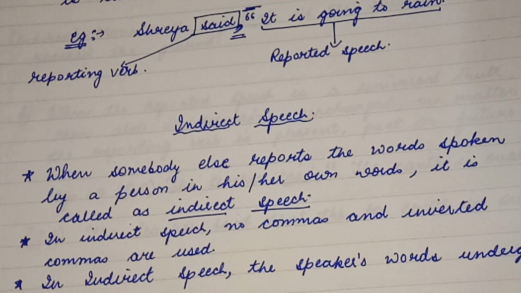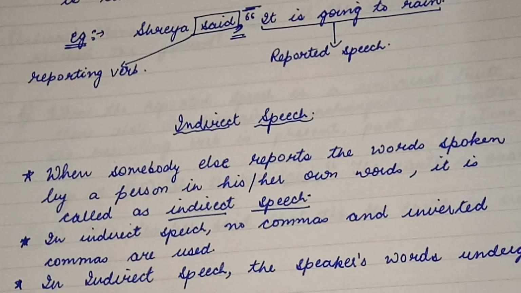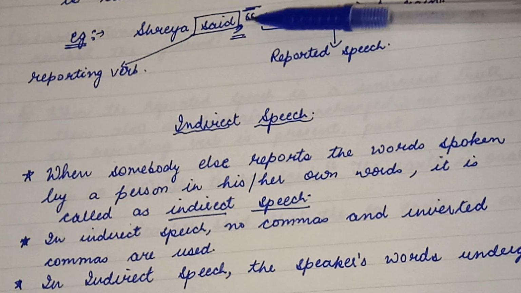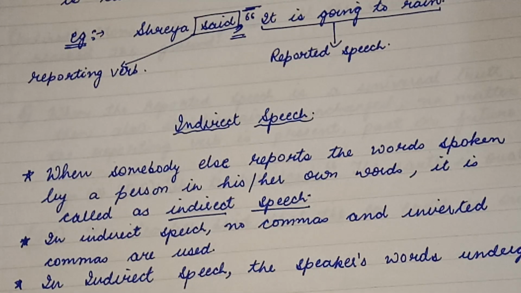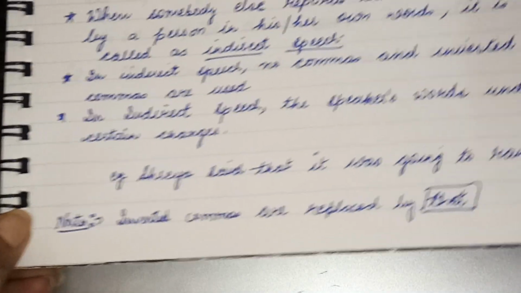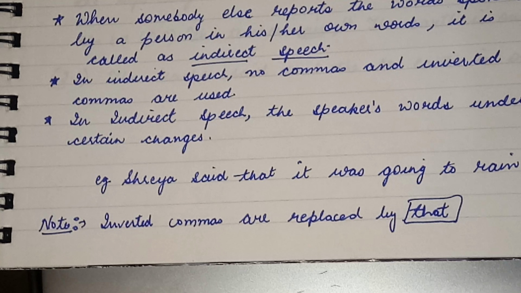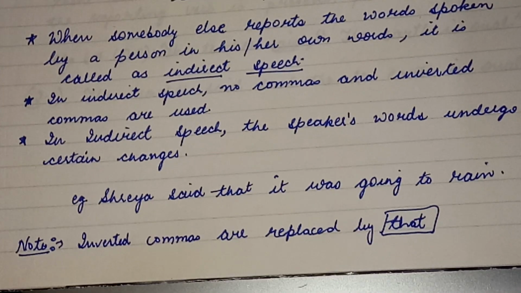In indirect speech, no commas and inverted commas are used. So this comma and inverted commas will be erased. And to erase these commas and inverted commas, we insert that there. The very first thing to remove the commas and inverted commas, we insert that. Then, in indirect speech, no commas and inverted commas are there. In indirect speech, the speaker's words undergo certain changes.